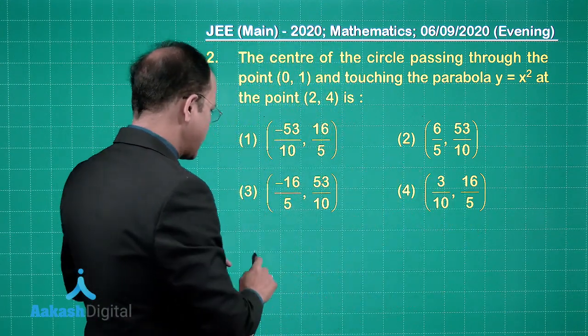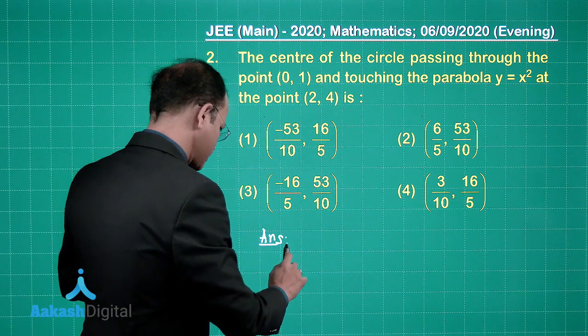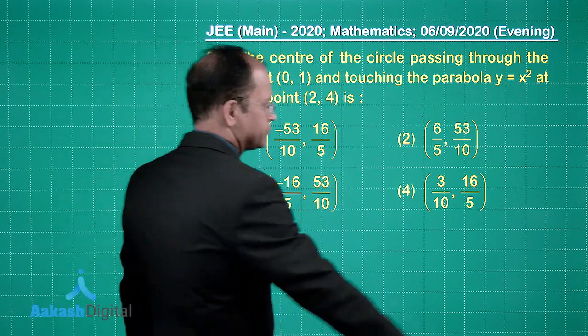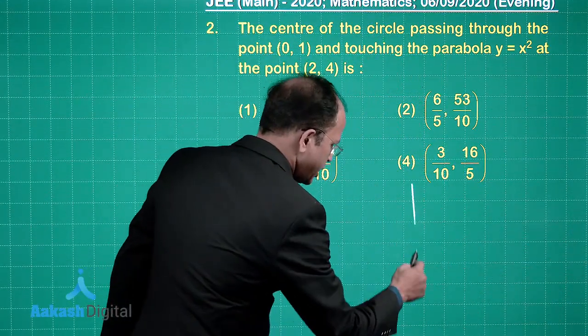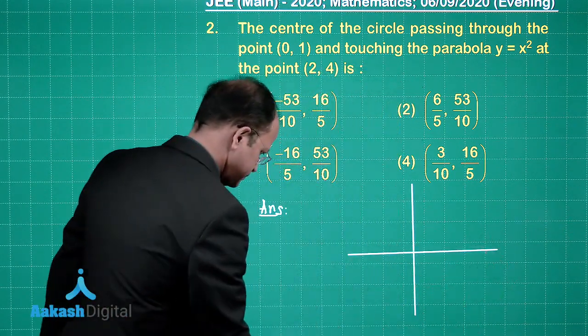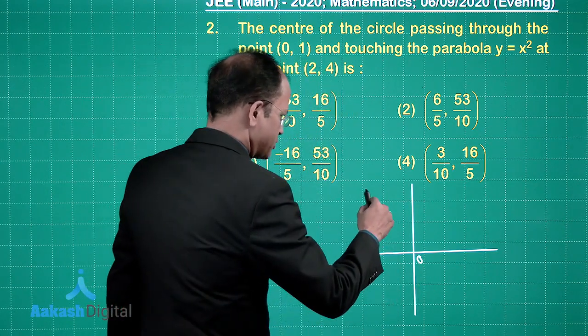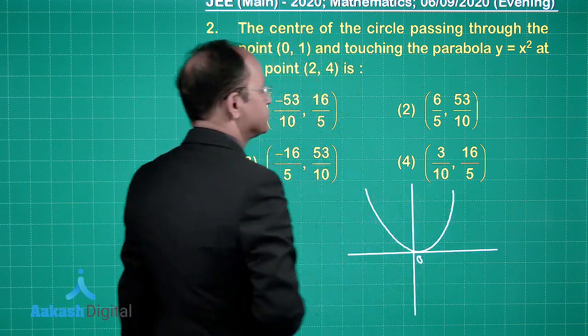Now let's draw the diagram. I mean, this is going to be a very interesting one. If I talk about the diagram here, just have a look at this part. So we have the axis here and the parabola is given to you as y is equal to x square. So this is the parabola we are talking about, right?